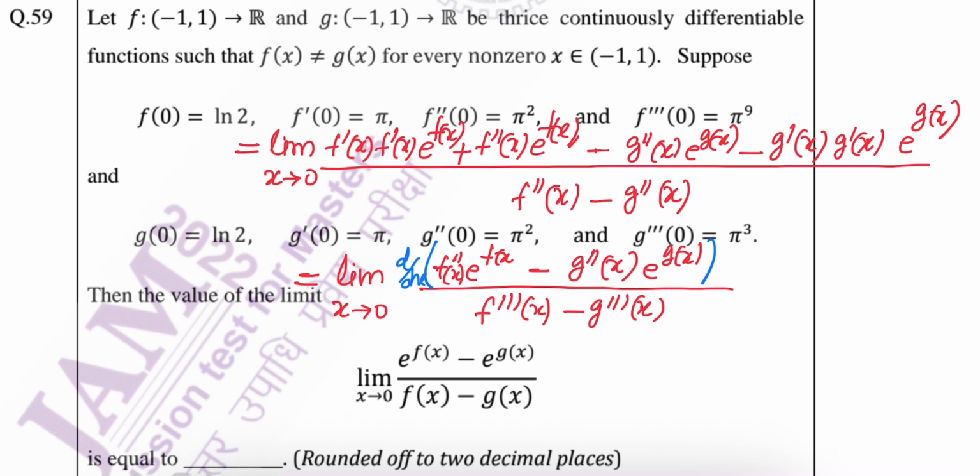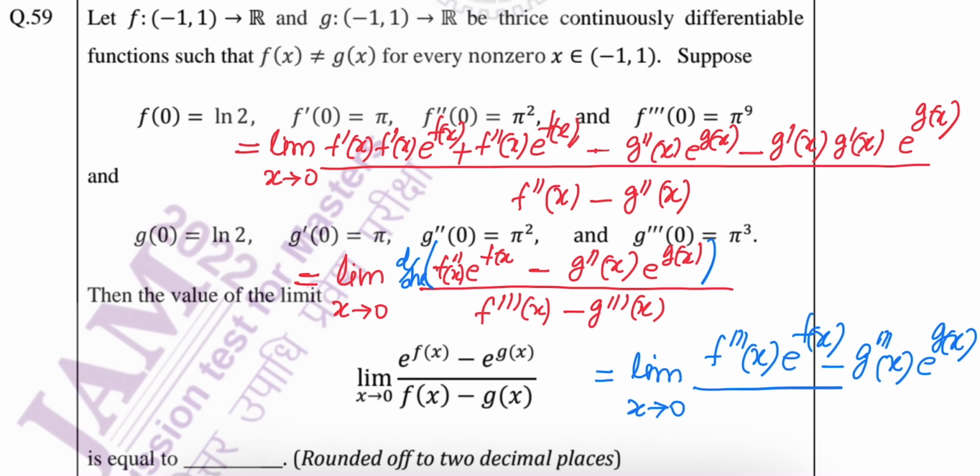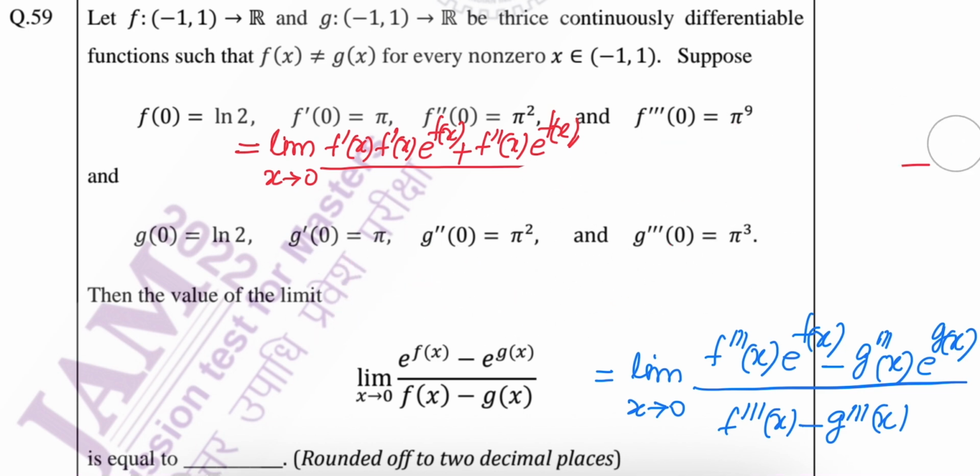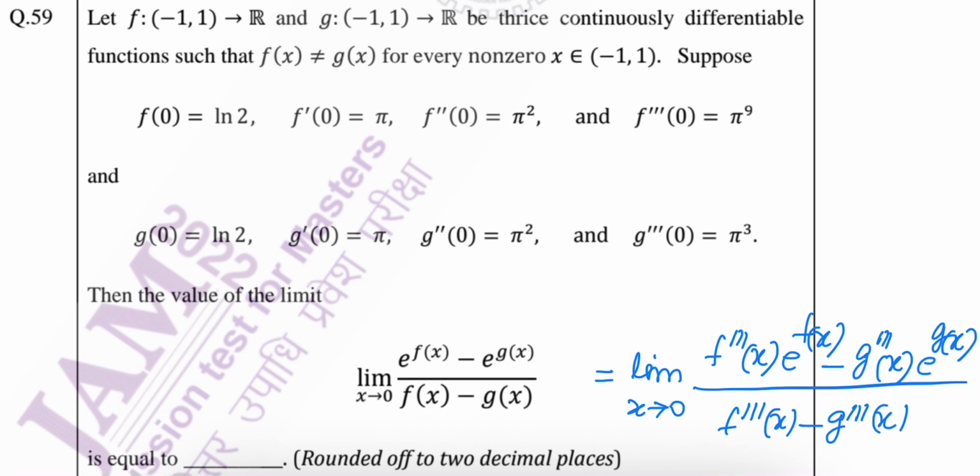Okay, so the next step for this limit will be limit x tends to 0 f triple dash x e to the power fx minus g triple dash x e to the power gx by f triple dash x minus g triple dash x. Okay, so now we can put the values, because I erased previous steps so that you can see the question easily. And now we can get the value for this limit, because we have arrived at third order differentiation, and in that you see the values are different. So now it is not of the form 0 by 0.